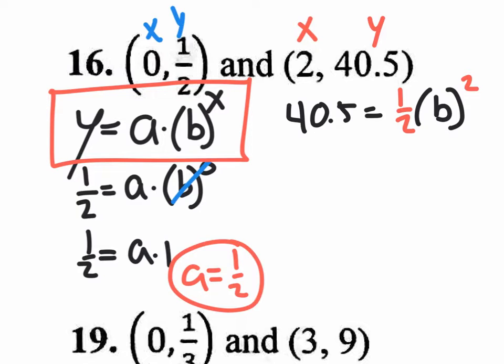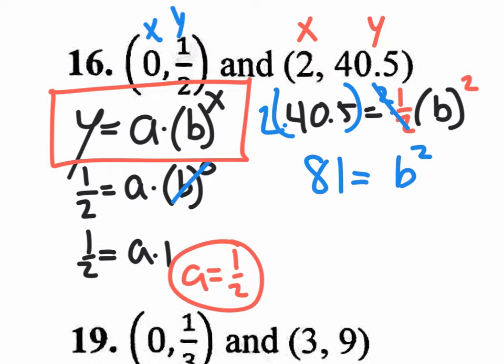What do I get rid of first? The 1/2. You could either divide by half, which is really going to be multiplying by the reciprocal of half, or you could simply say, I want to multiply by 2, that'll cancel it out. What I do to one side, I do to the other side. So 40.5 times 2 is 81, correct? Equals b squared. I need to get rid of the square. What do I do? Square root, b equals 9.